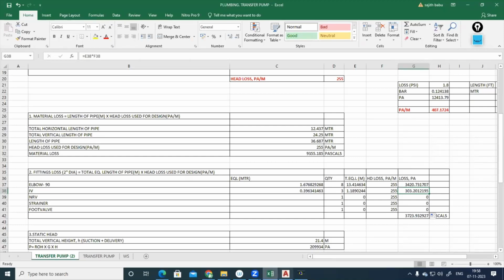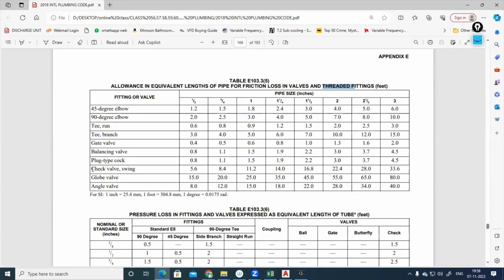That is for isolation valve. Non-return valve. Non-return valve, check valve, swing check valve, foot check valve, unidirectional valve. Different names we are having. NRV. Here you can see check valve, this one. Non-return valve. So 2-inch dia, check valve is equal to 22.4 feet of straight pipe. High pressure drop will come. Unidirectional valve, it will allow water to flow in one side. Backflow it will prevent.